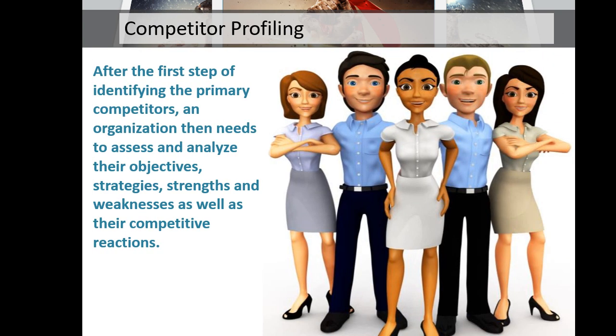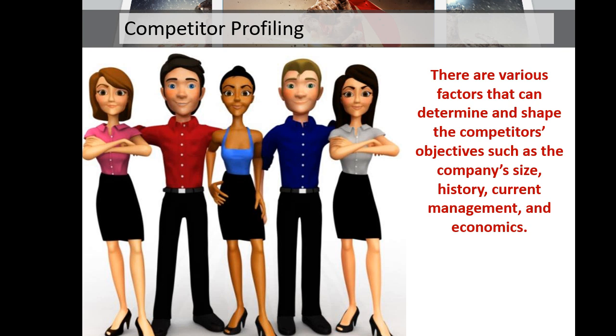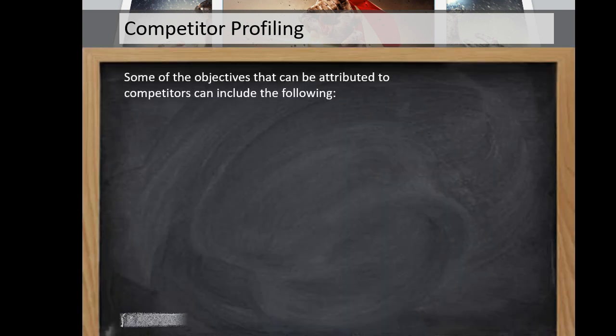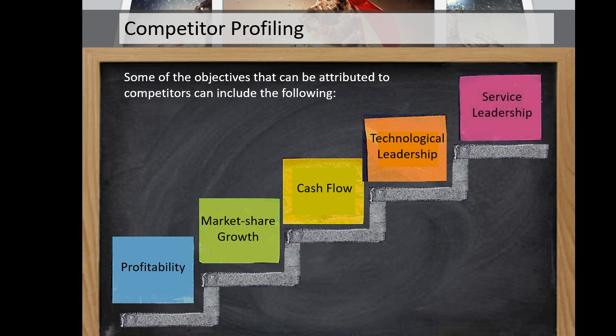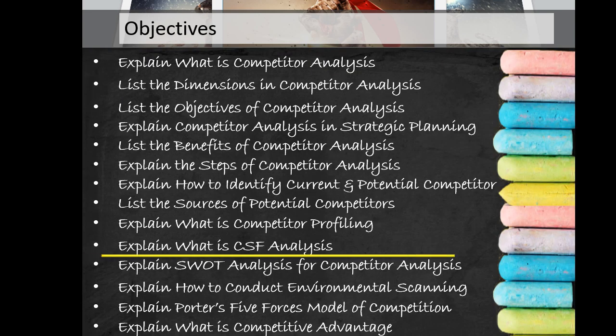Competitor profile. After the first step of identifying the primary competitor, an organization needs to assess and analyze the strategies of these competitors. There are various ways that can determine and shape the competitor's objectives, such as company size, history, current management, and economics. There are so many that you can think of: the employee, the company culture, the location. All these help you in competitor profiling. Some of the objectives that can be attributed to competitors can include the following: service leadership, technological leadership, cash flow, market share, growth, and profitability.